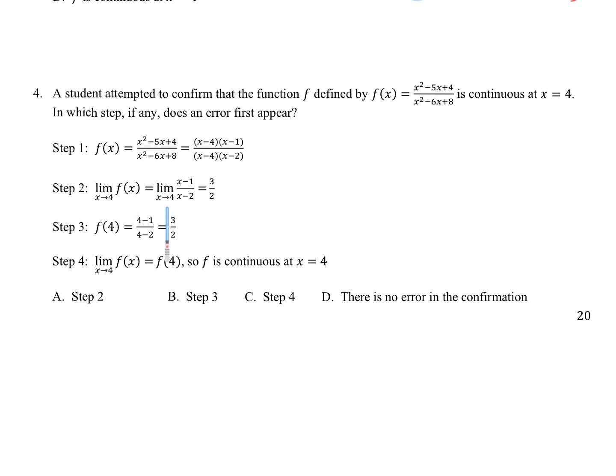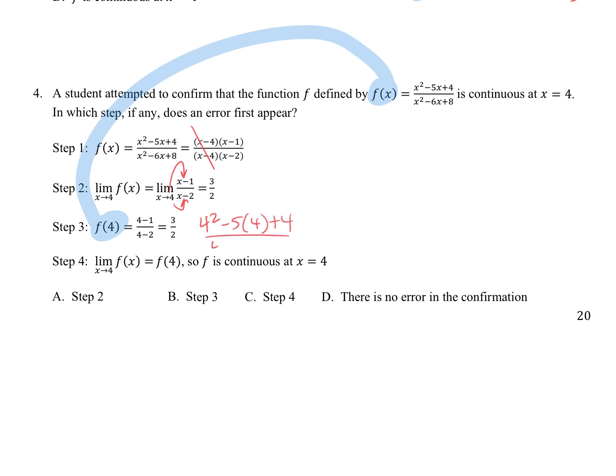Step 2, do they cross off that hole? And they were left with x minus 1 over x minus 2. What happens when I plug that 4 in? Yeah, so they're still good? F of 4. You guys, f of 4 means that you got to go back to that original function. So I wouldn't plug it into the one where we got rid of the hole. The original function, I'd have to say 4 squared minus 5 times 4 plus 4, over 4 squared minus 6 times 4 plus 8.